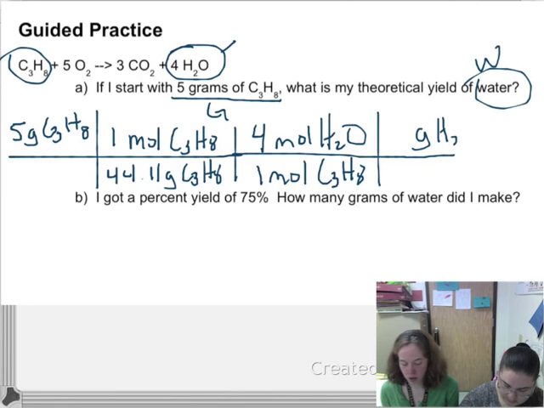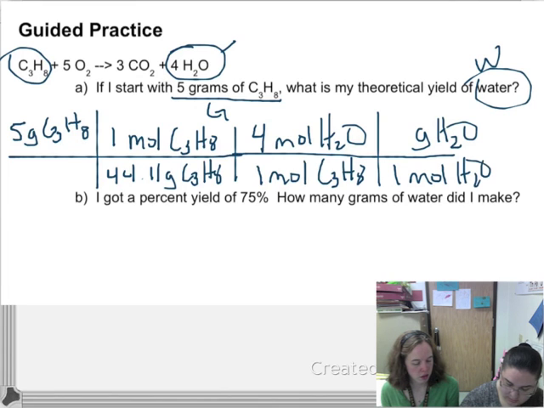So then we're going to use our molar mass again, 18.02 over 1 mole. Definition of molar mass: the mass of a mole.